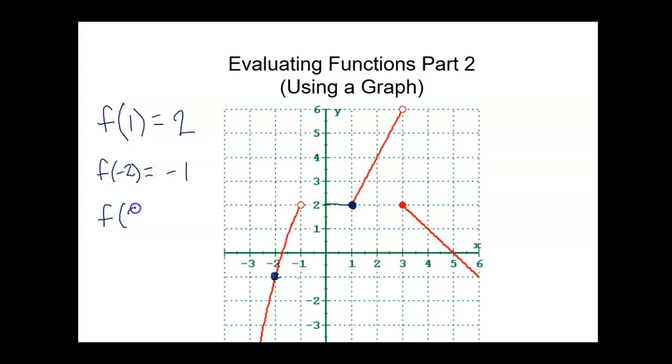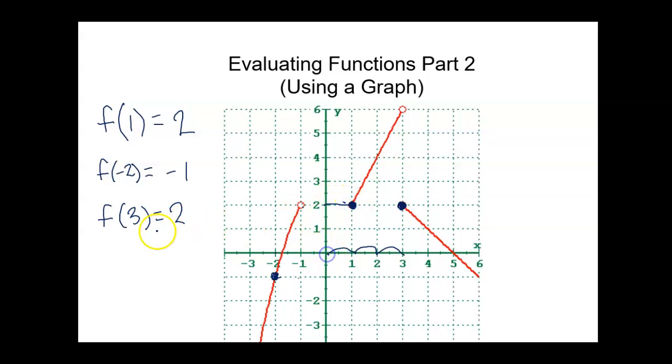If I wanted to know what f of 3 is equal to, I would go over to x equals 3, line up with the graph, this point is the point where x equals 3, again, that one equals 2. Okay, now notice here that there's kind of a gap in here.